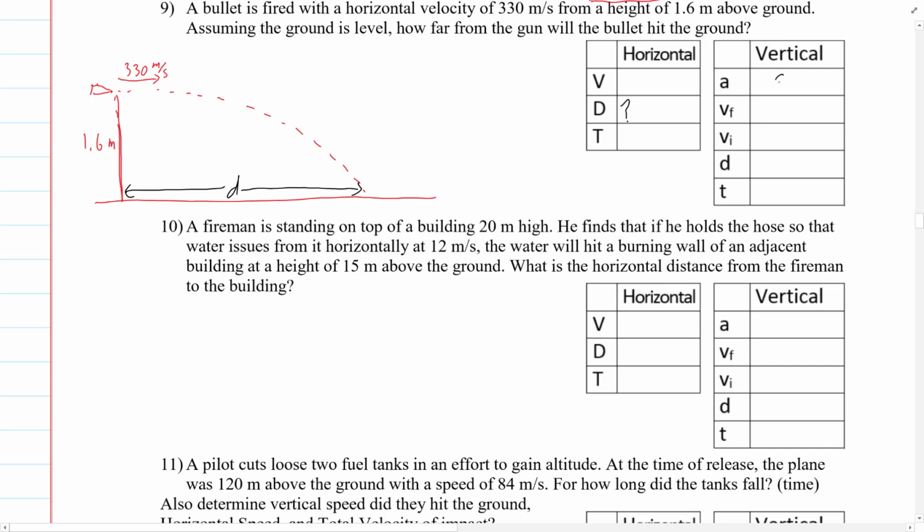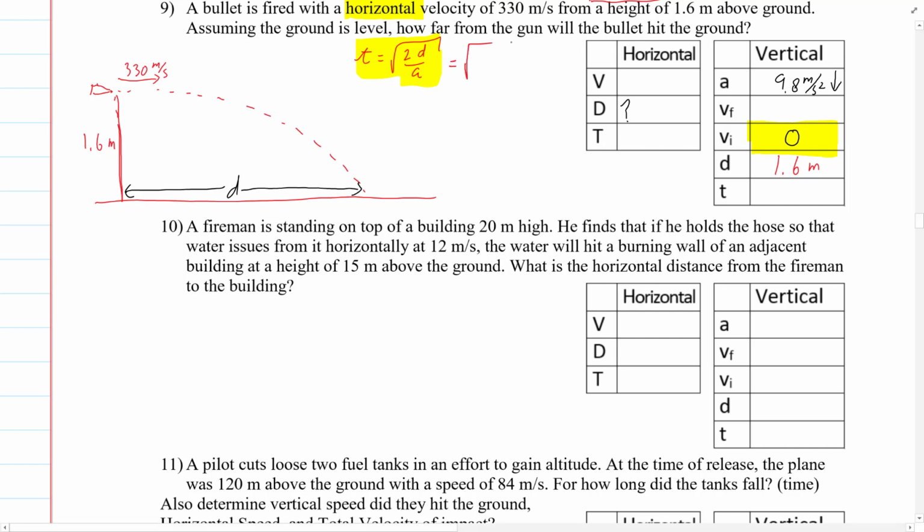So the acceleration due to gravity is 9.8 meters per second squared down. The initial vertical speed is zero because it is fired horizontally. It is at a height and it falls down 1.6 meters in height. The time here is from this shortcut formula, which only works if it's horizontal, t equals the square root of 2d over a. I'll highlight it in yellow to match it with the yellow horizontal.